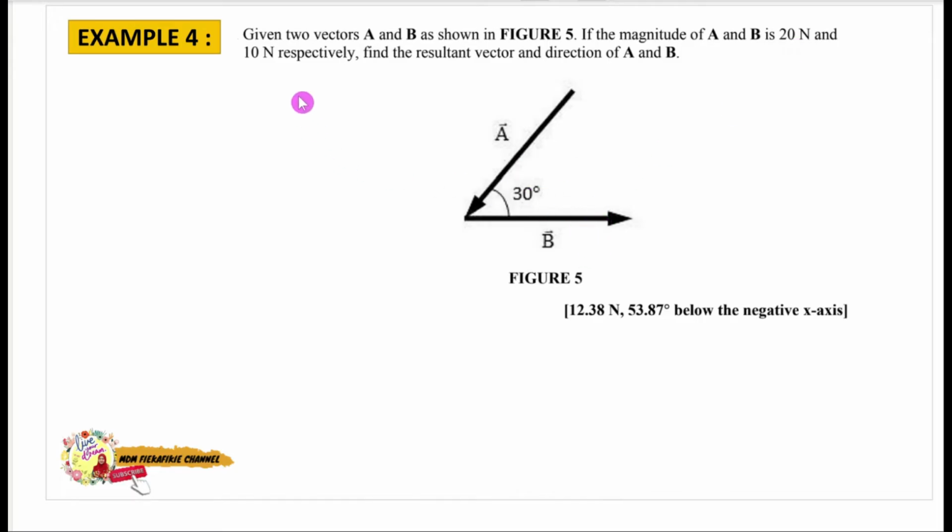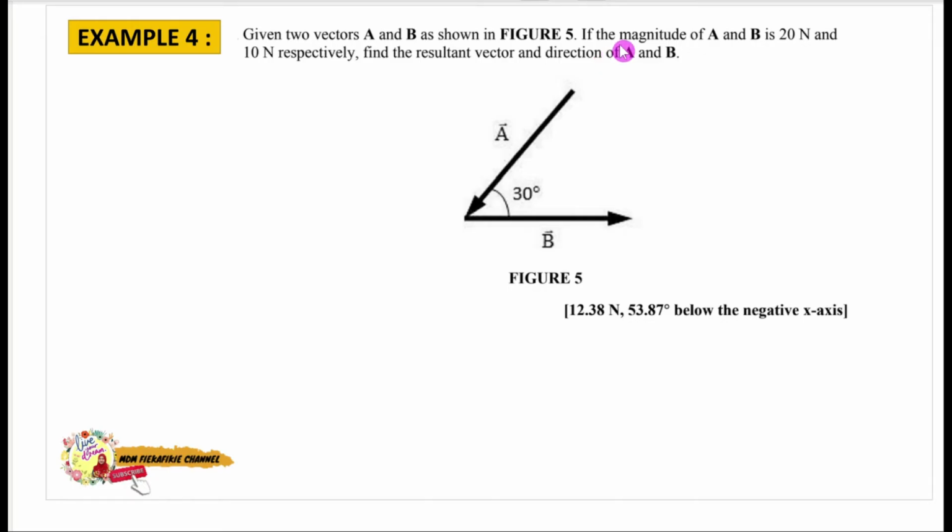So bila dia kata given two vectors A and B, and look at here we have the unit of N. So the types of the vector adalah force. Okay, sebab unit dia adalah Newton. So now find the resultant vector and direction. So kalau soalan tu suruh kita cari resultant vector, resultant force, kita wajib kira magnitude and also direction of the resultant vector. Kalau dia tak nyatakan direction pun kita mesti kena cari.